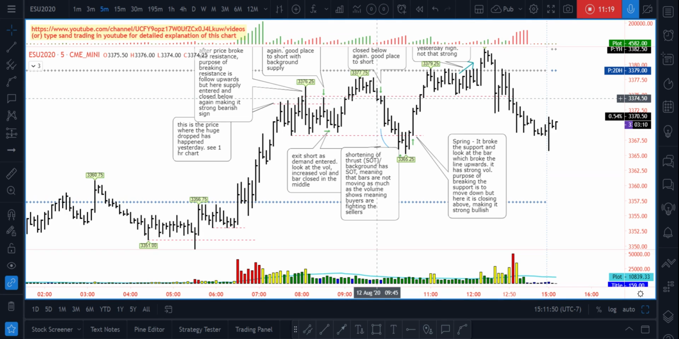When this happens, again, this is the same thing. The purpose of breaking the resistance is to go upwards. When it does not go up and then closes below, that means sellers are strong, buyers are weak. This is the place where you can take the short. Because a lot of times, the big money folks do that: they tend to break the support sometimes with a significant volume.